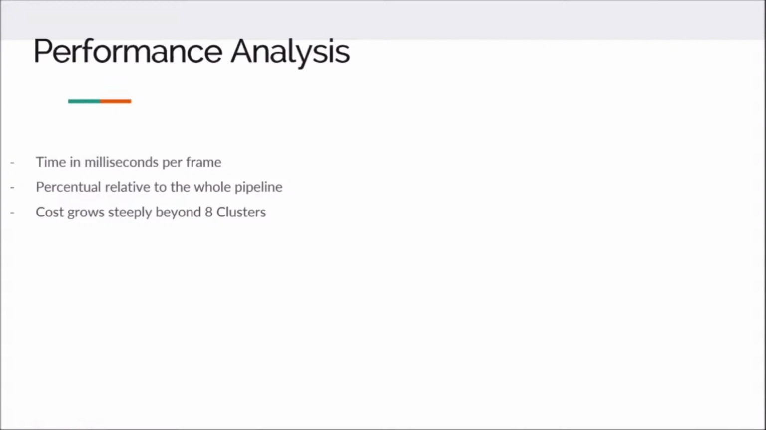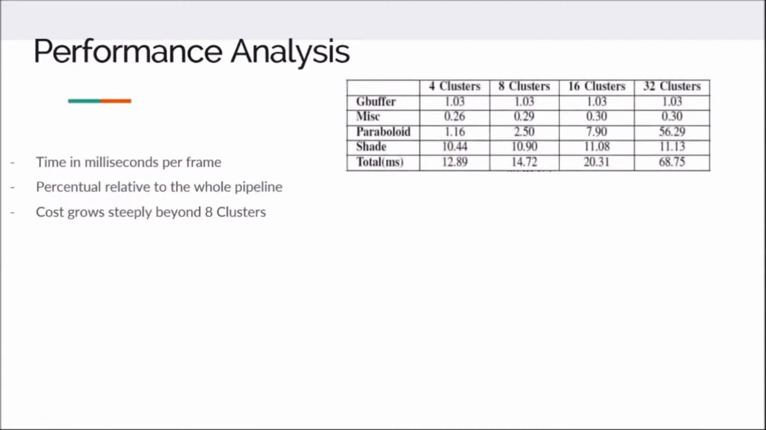We now proceed to performance analysis. We average the time in milliseconds for each stage of our pipeline in multiple frames for multiple cluster configurations. The gbuffer here represents both camera and light view in the third rendering mode. Notice how the cost to render paraboloids grows steeply until 16 clusters. At this point, we fail to provide rates below the threshold of 16 milliseconds.